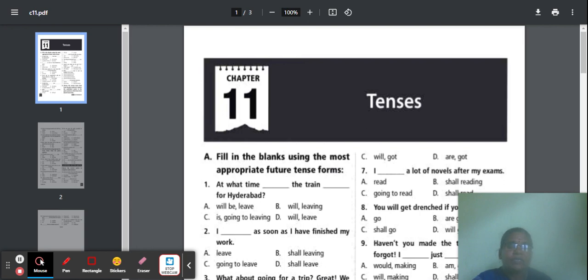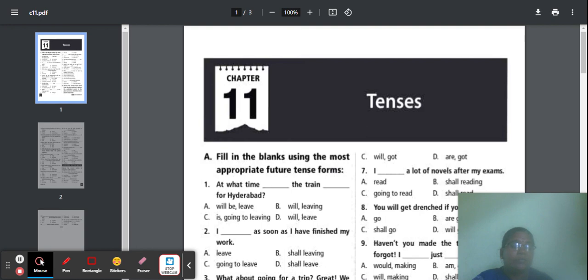So first, I'll take one verb, drive. This is the verb. So how can we make a sentence with the help of this verb? Let us check, my dear. Simple present tense. Drive. First person singular, I drive a car. First person plural, we drive a car. Second person singular, you drive a car. Second person plural, you drive a car. Third person singular, he drives a car.